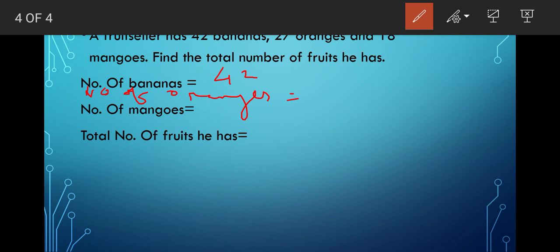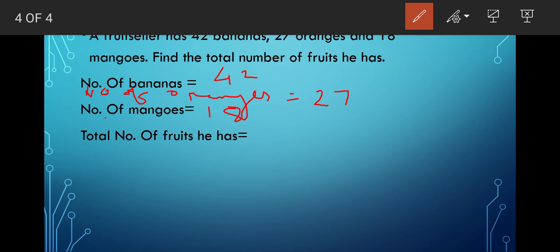Then how many oranges are there? 27 oranges. And how many mangoes are there, children? 18 mangoes are there, isn't it? So you have to write it nicely. Okay, this spelling you will get it in the question only. Number, then you have to put a full stop, mangoes, M-A-N-G-O-E-S. In the question it is there.